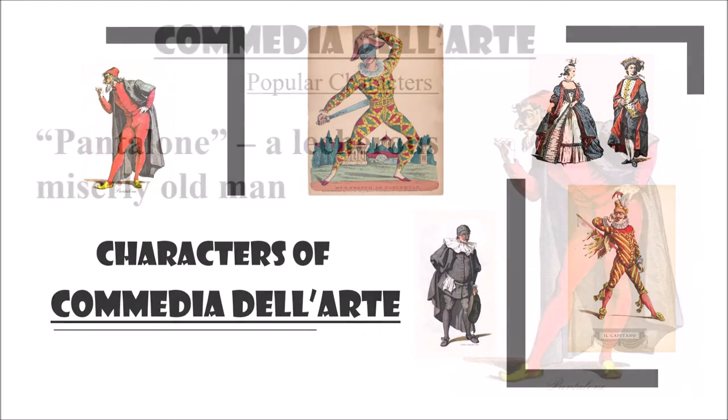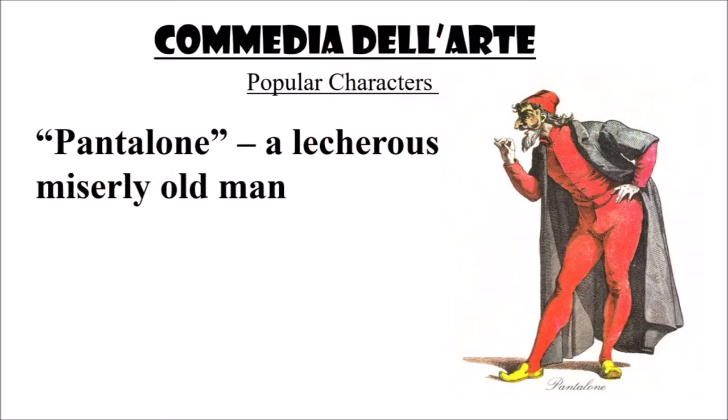audience immediately identify them. So the first character we're going to take a look at is this gentleman, Pantalone, and his characteristics were he was a lecherous, miserly old man. So if you've ever seen A Christmas Carol, he is essentially Ebenezer Scrooge version 1.0. He was a curmudgeonly man. All he cared about was money. He would sell his own mother if it meant he would get a few extra coppers.